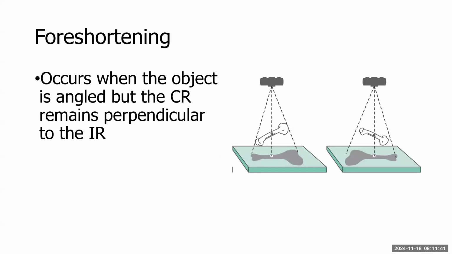So in this instance, you can see that the central ray is perpendicular to the IR. However, the part is now propped up. Okay, so that means that the part is no longer parallel to the IR, right? Does everybody see that? Okay, so when that happens, we get what's called foreshortening.